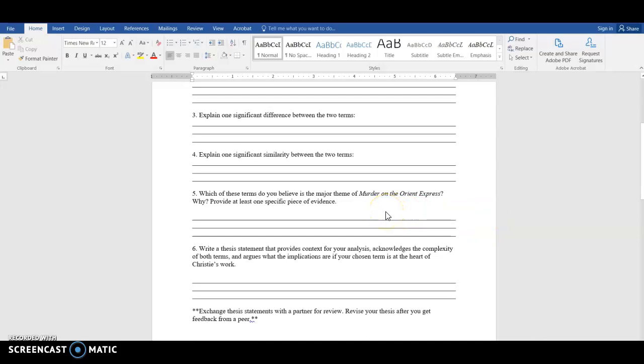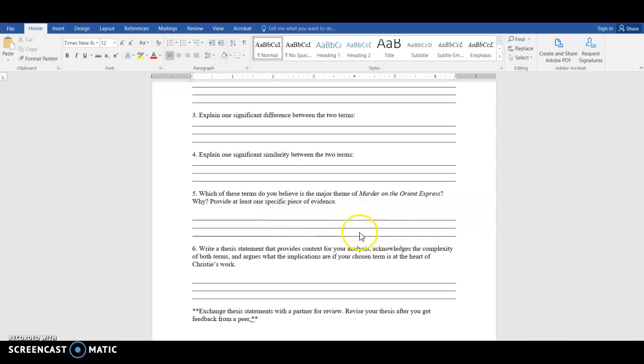For number 5, which of these terms do you believe is the major theme of Murder on the Orient Express? You're going to be arguing major theme in your essay. So do you think it's revenge? Do you think it's justice? Tell me why, and then give at least one specific piece of evidence that backs you up.